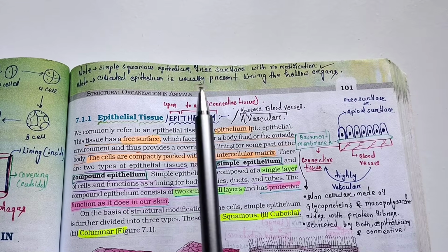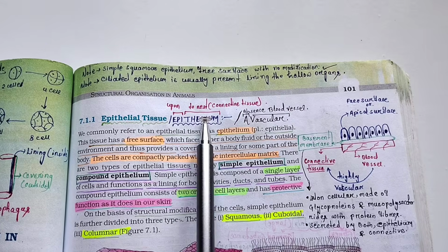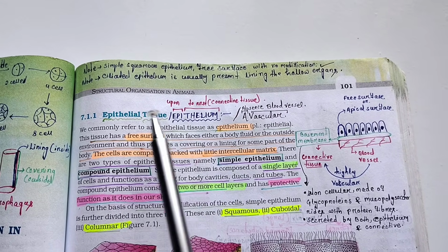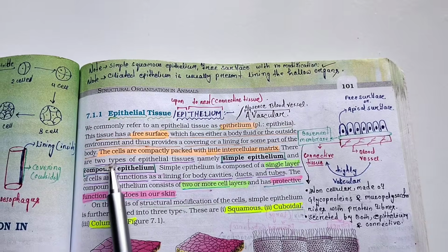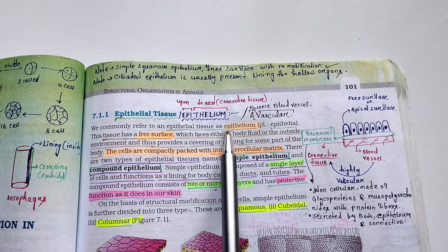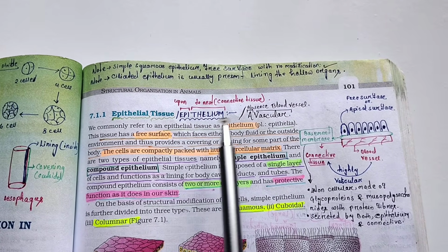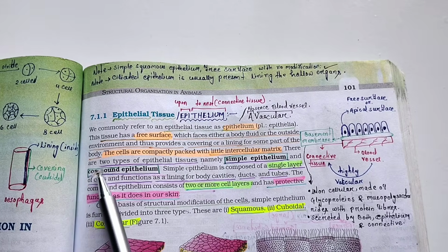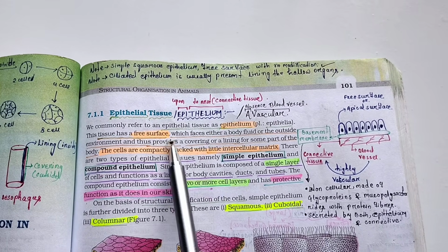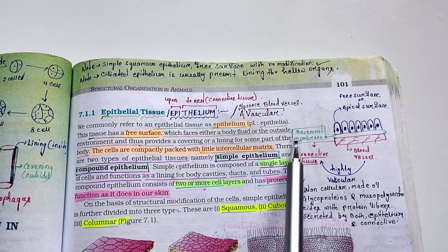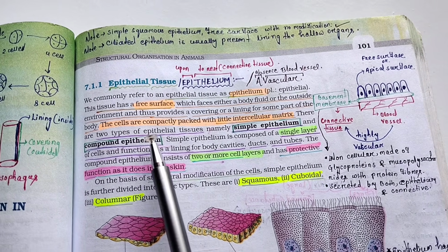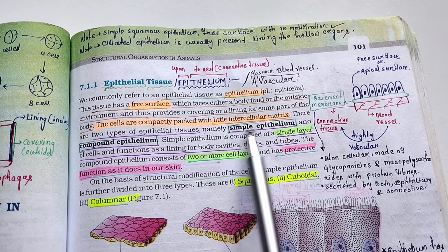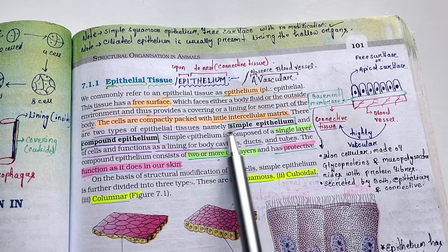अब देखते हैं एपिथेलियल टिश्यू. एपी मीन्स ओपन एंड थेलियम मीन्स टू रेस्ट. एपिथेलियल टिश्यू आर avascular, that is absence of blood vessels. We commonly refer to an epithelial tissue as epithelium, and this tissue has a free surface which faces either a body fluid or the outside environment and thus provides a covering or lining for some body parts. Epithelial tissues are compactly packed with little intercellular substance or matrix.